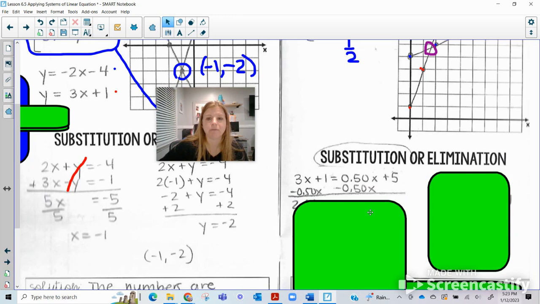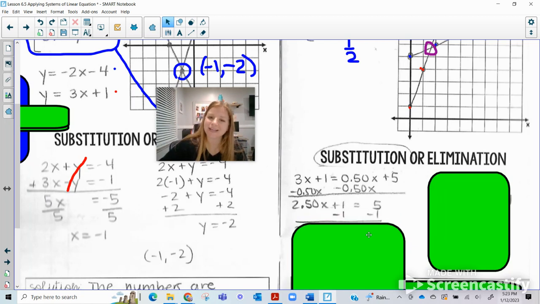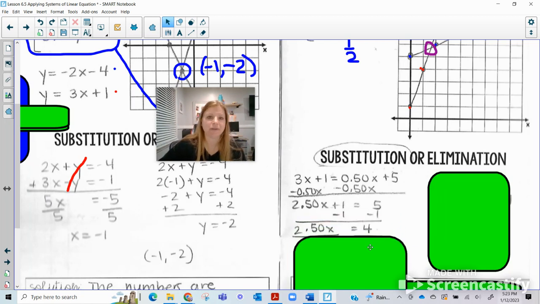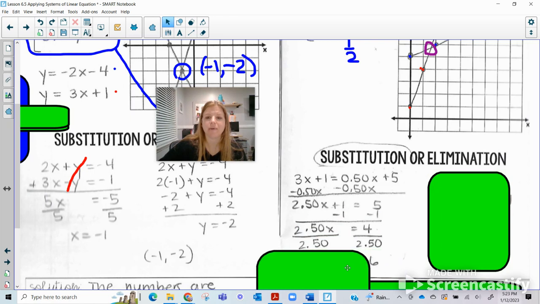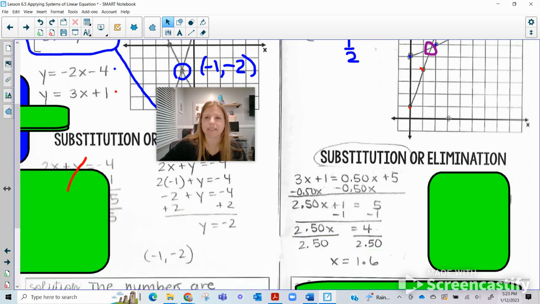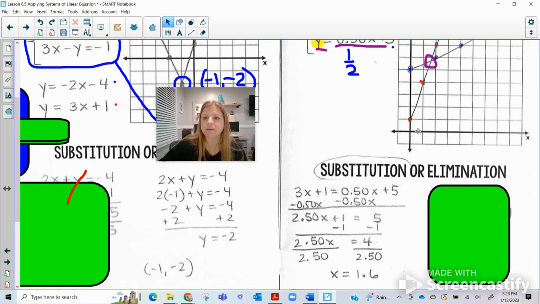I could subtract 0.50x on both sides and get 2.50x plus 1 equals 5. Subtract 1 on both sides. Divide both sides by 2.5. We end up getting x equals 1.6. And if I look at my intersection, I would say, yeah, this coordinate, this intersection here, does look like the x value would be at 1.6. Like it makes sense. Now that I know what x is, I need to find y.